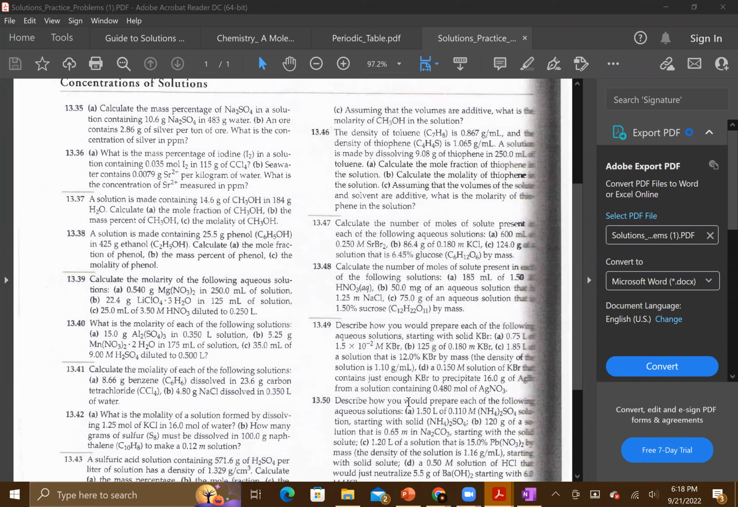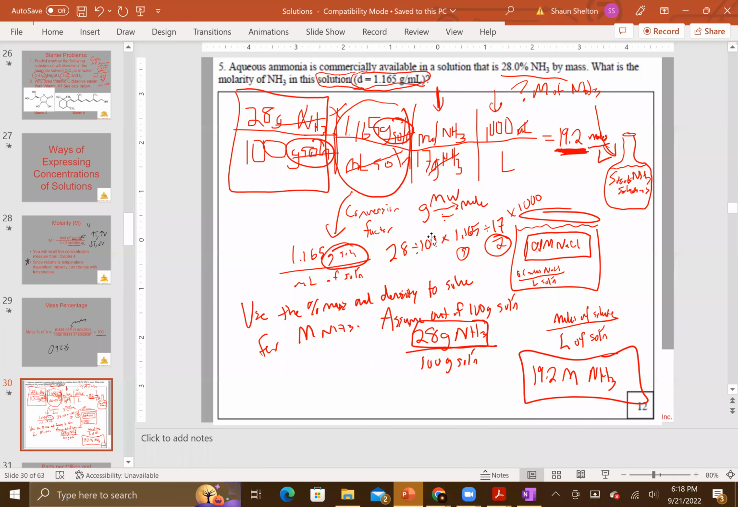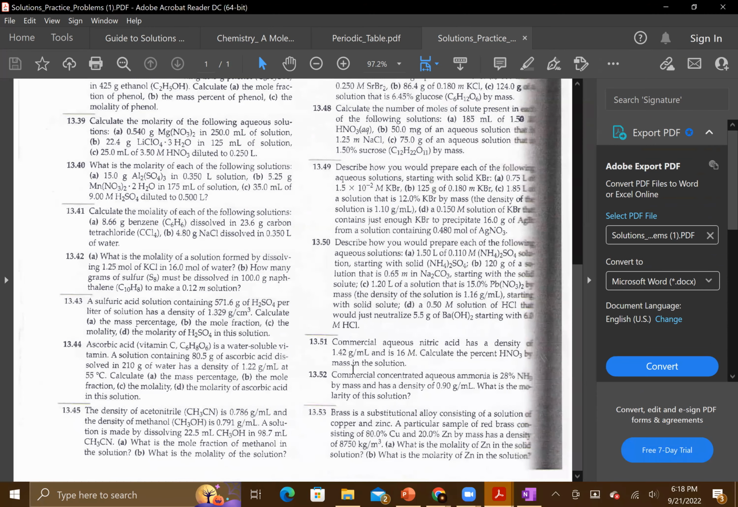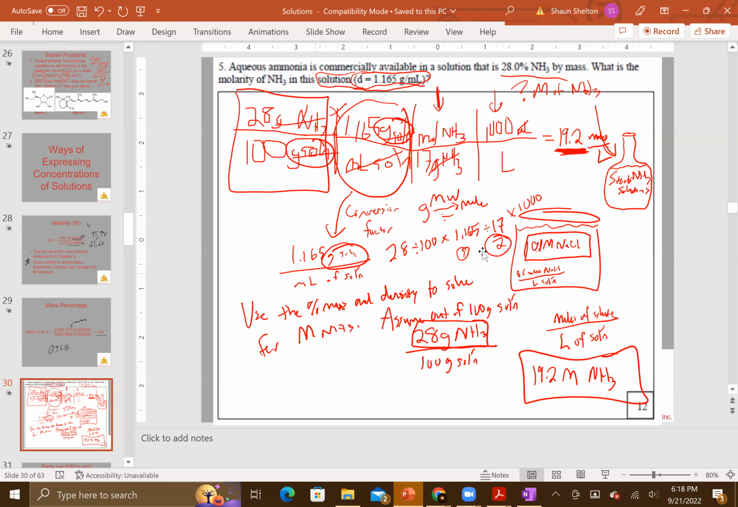Now, looking back at this problem here and then looking at the worksheet itself, problems 51 and 52 actually revolve around this type of problem.